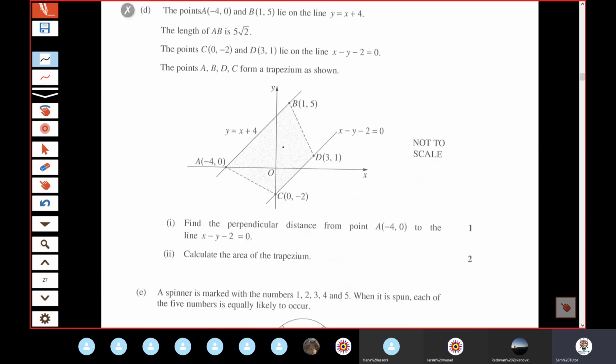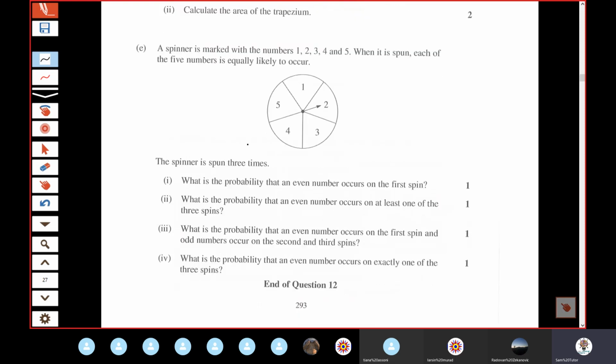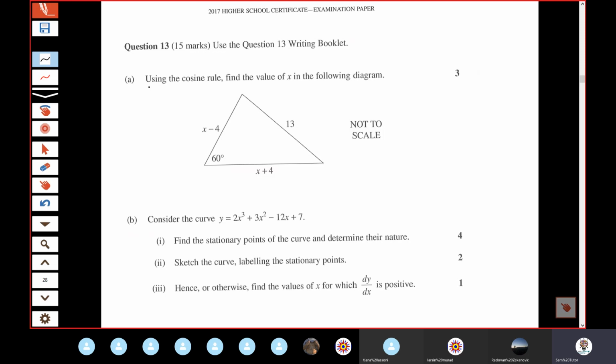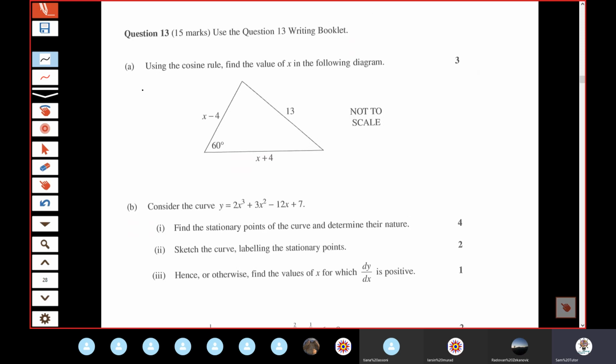And in arithmetic, that's C12. Probability. I'll see if that's year 11 or 12 in a second. Using the cosine rule. All right. A, 3 marks. Using the cosine rule, find the value of x. Don't delay it, just do it. I'll write the cosine rule one more time. C squared equals A squared plus B squared minus 2AB cos C. C is 13, A is this, B is this, capital C is this.